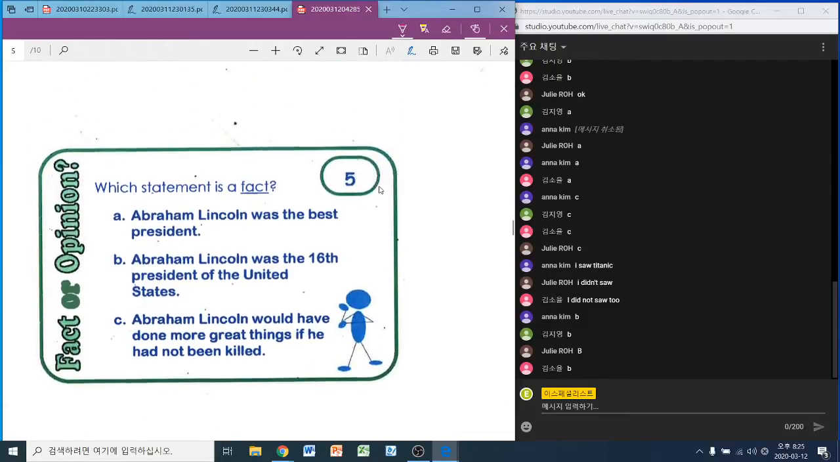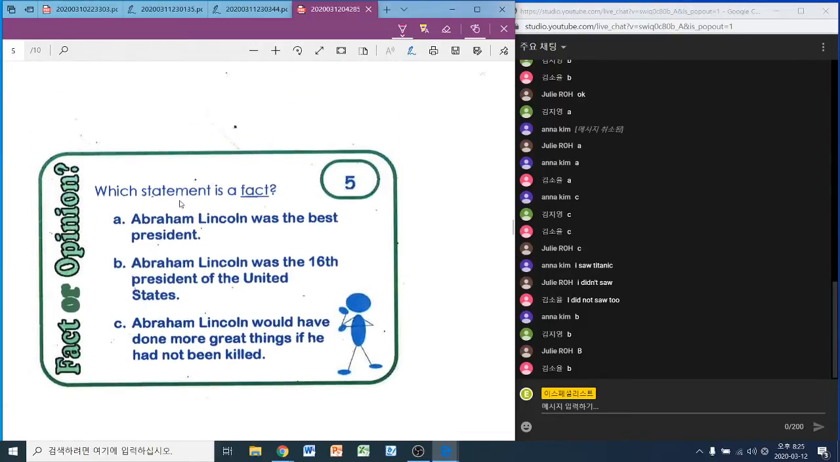Ready for the next one? Which statement is a fact? A. Abraham Lincoln was the best president. B. Abraham Lincoln was the 16th President of the United States. Or C. Abraham Lincoln would have done more great things if he had not been killed.